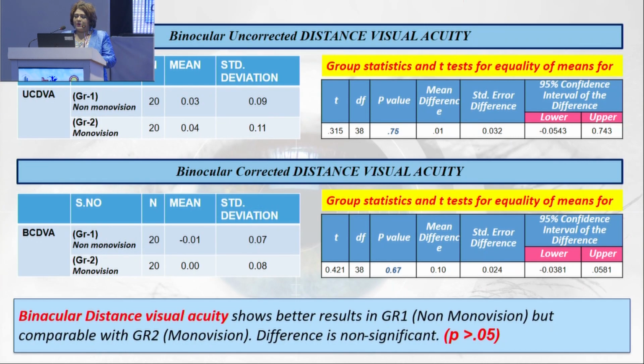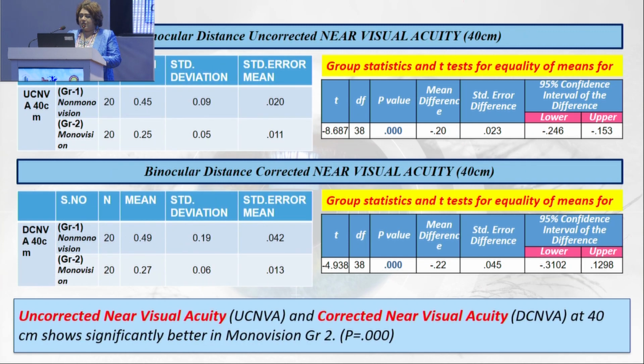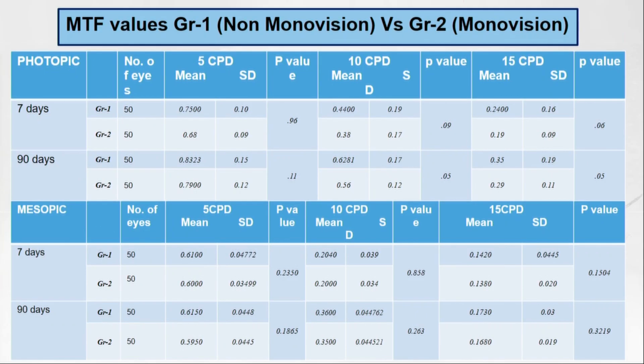The binocular uncorrected distance visual acuity and corrected distance visual acuity are better in group 1, the non-monovision group, but comparable with group 2, the monovision group. The intermediate visual acuity, both uncorrected and distance corrected at 66 cm, is significantly better in the monovision group, group 2. The uncorrected and corrected near visual acuity at 40 cm shows significantly better vision in the monovision group, group 2. The contrast sensitivity is comparable in both groups.